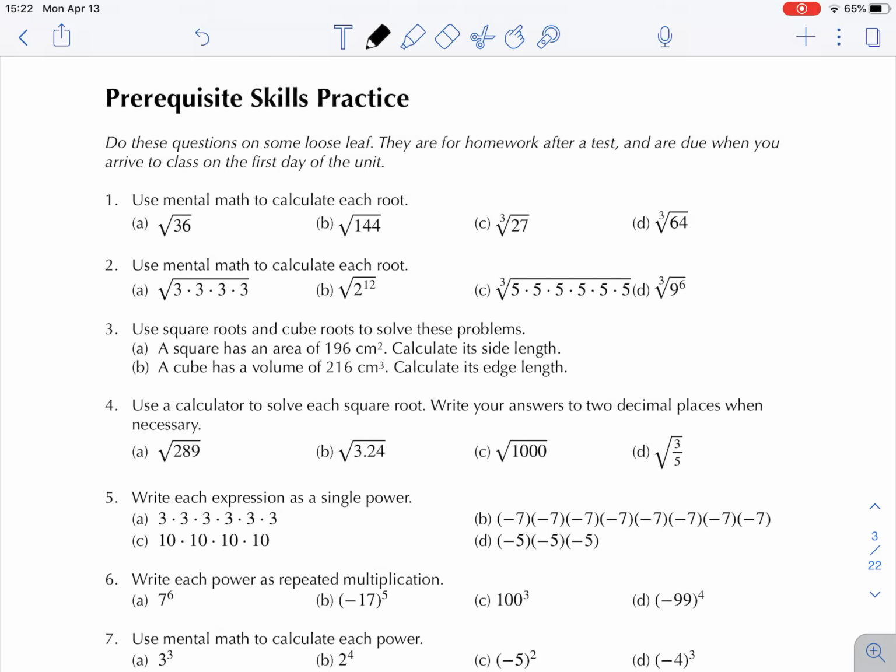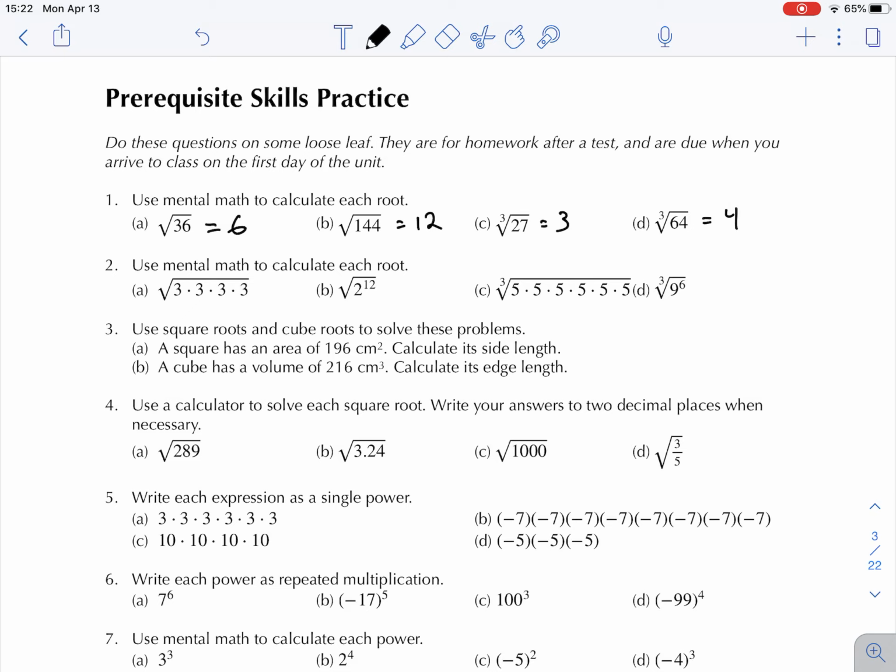Let's go over the prerequisite skills practice. Question number 1. Use mental math to calculate each root. You should be able to do these in your head. This is equal to 6. This is equal to 12. The cube root of 27 is 3. And the cube root of 64 is 4. You should have a list somewhere of the perfect squares, perfect cubes. That will help you with this.